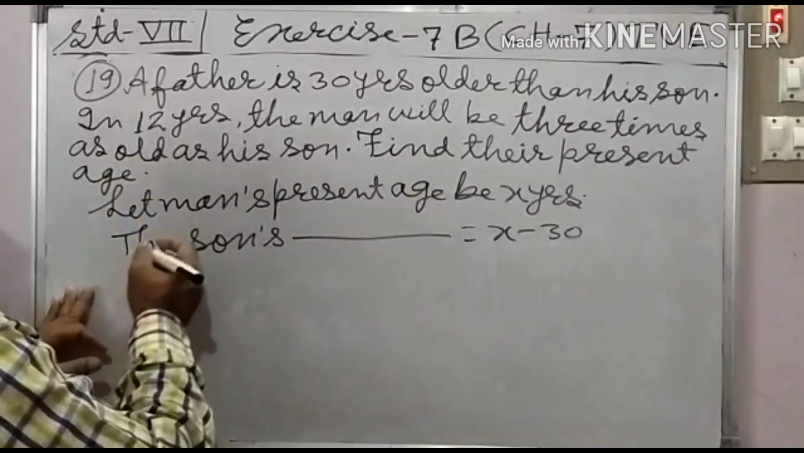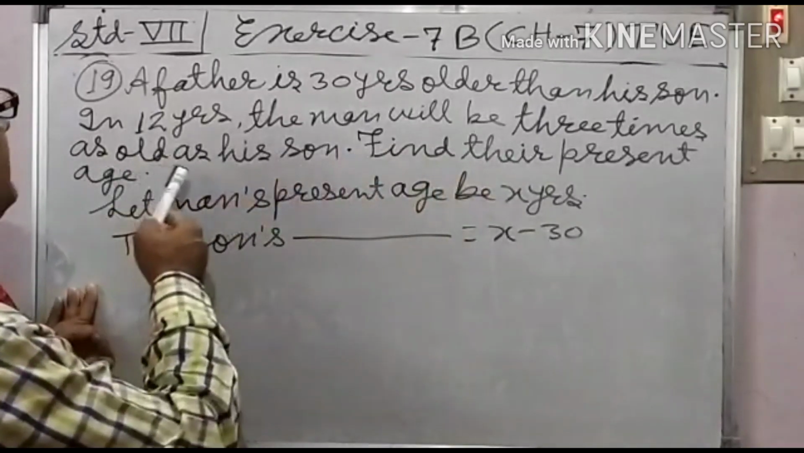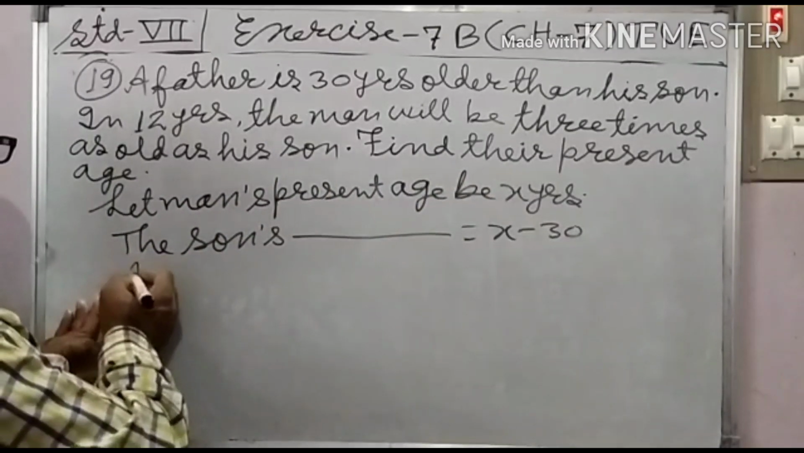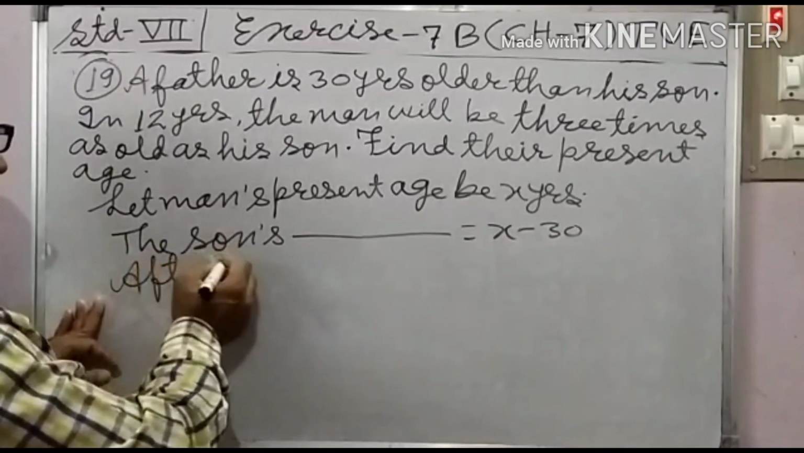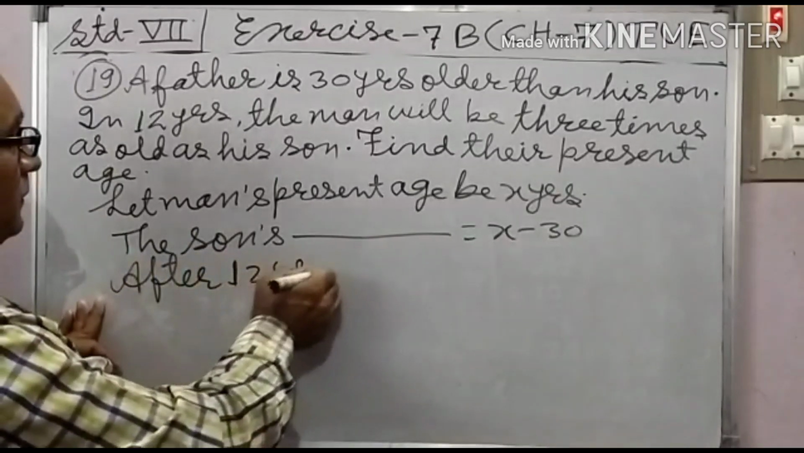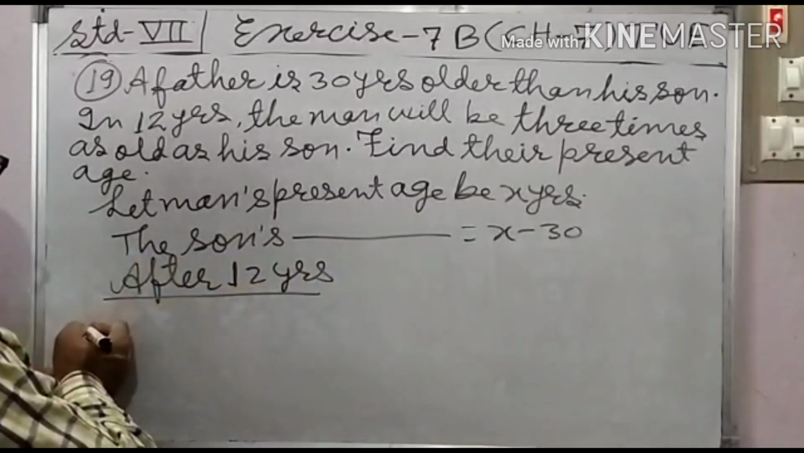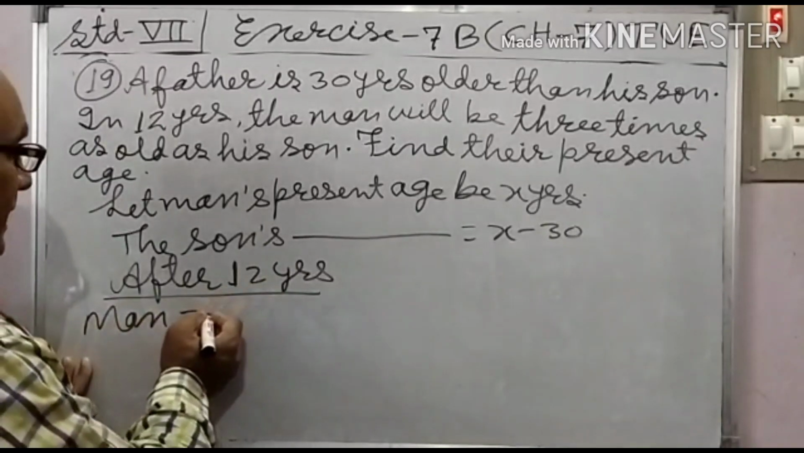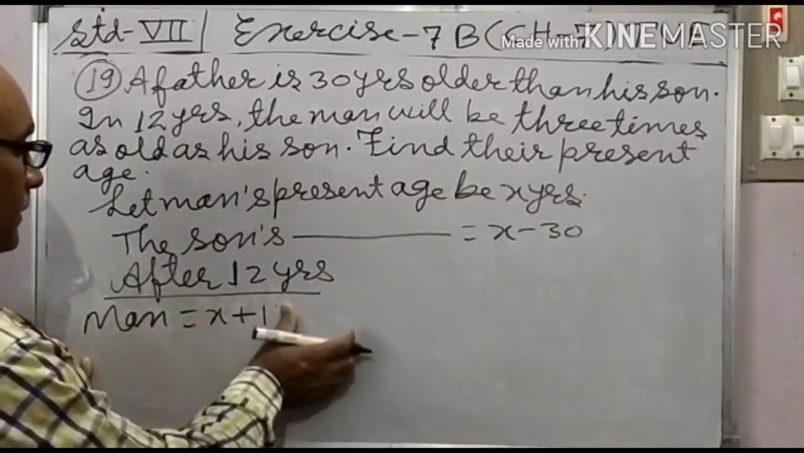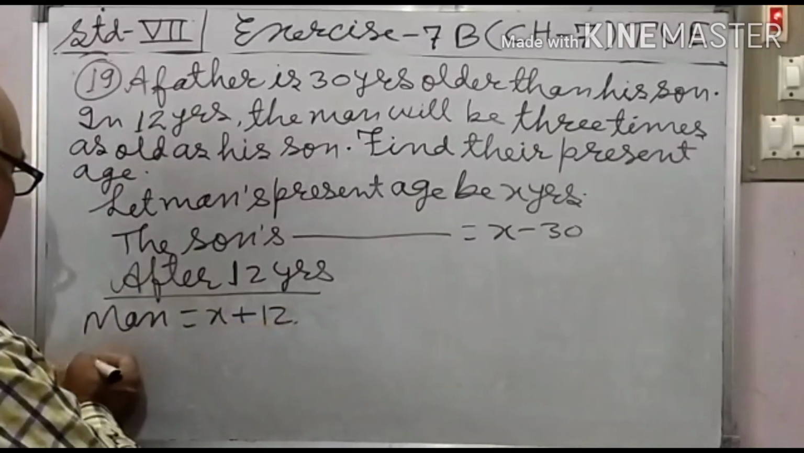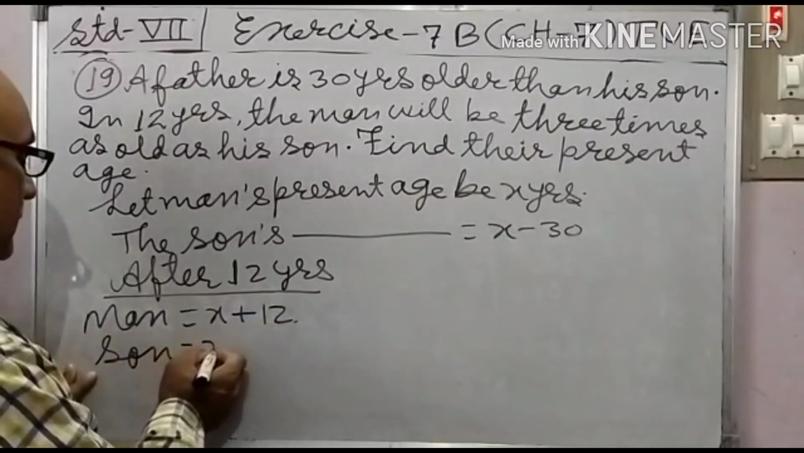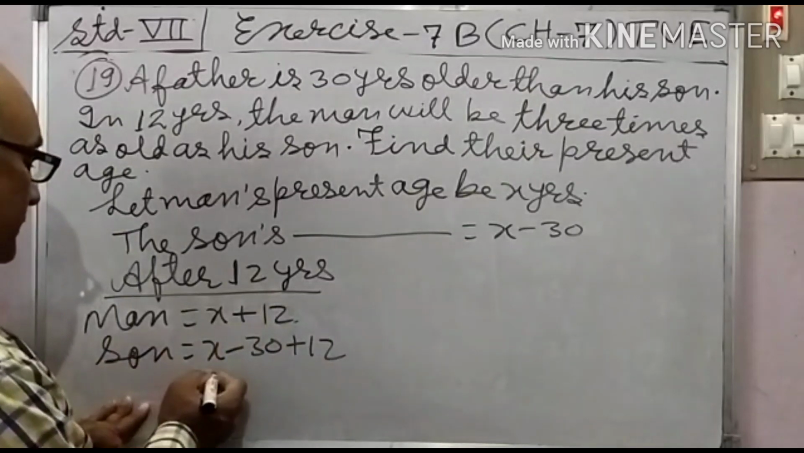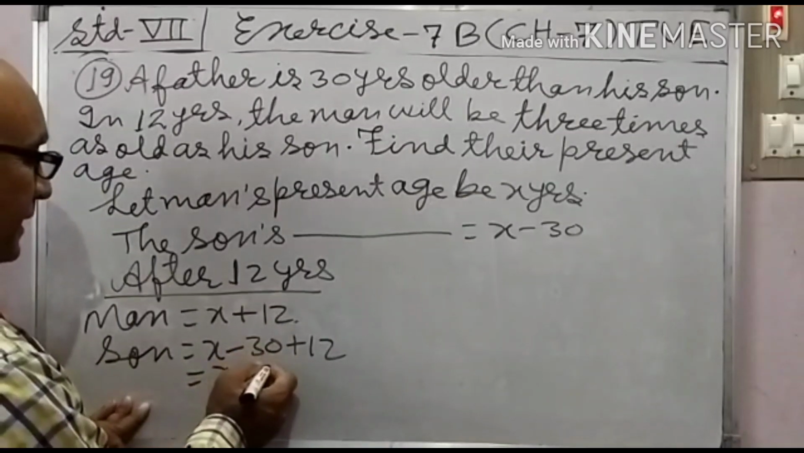Now in 12 years, the man will be 3 times as old as his son. Find their present ages. After 12 years, the man will be x plus 12 years, and the son will be x minus 30 plus 12, that means x minus 18.